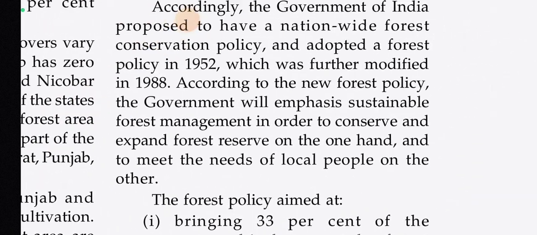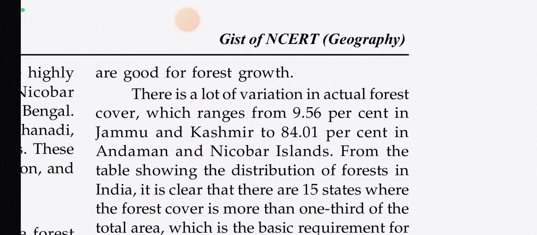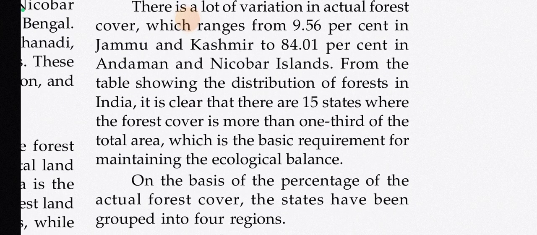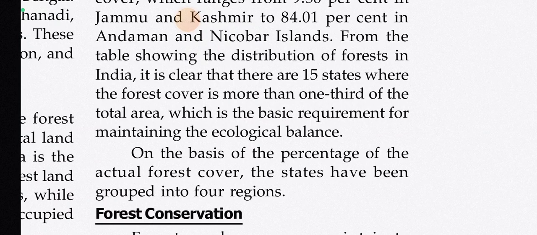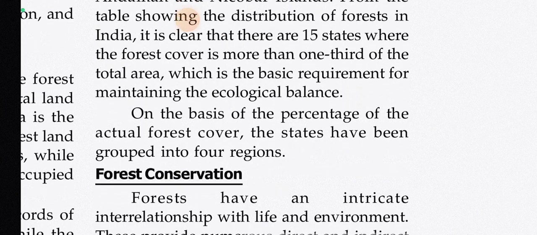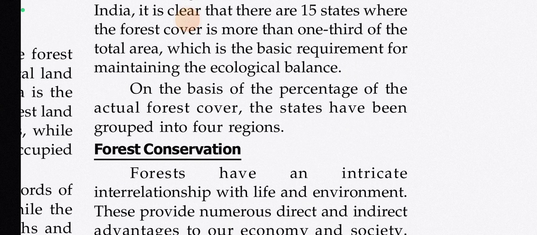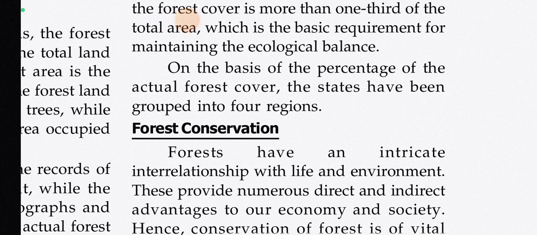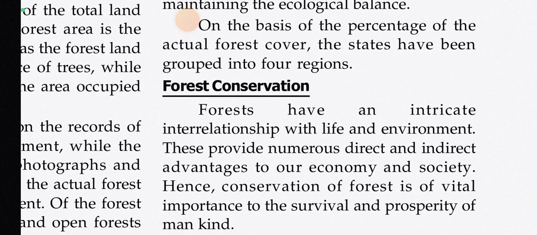Hilly topography and heavy rainfall are good for forest growth. There is a lot of variation in actual forest cover, which ranges from 9.56% in Jammu and Kashmir to 84.01% in Andaman and Nicobar Islands. From the table showing the distribution of forest in India, it is clear that there are 15 states where the forest cover is more than one-third of the total area, which is the basic requirement for maintaining the ecological balance. On the basis of the percentage of the actual forest cover, the states have been grouped into 4 regions.